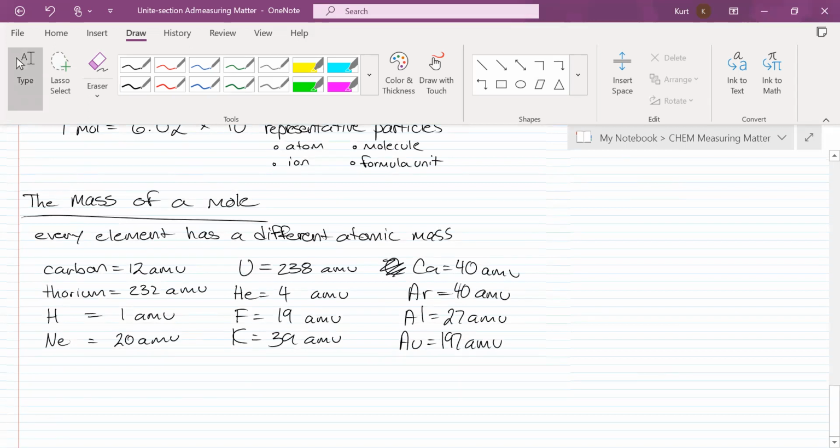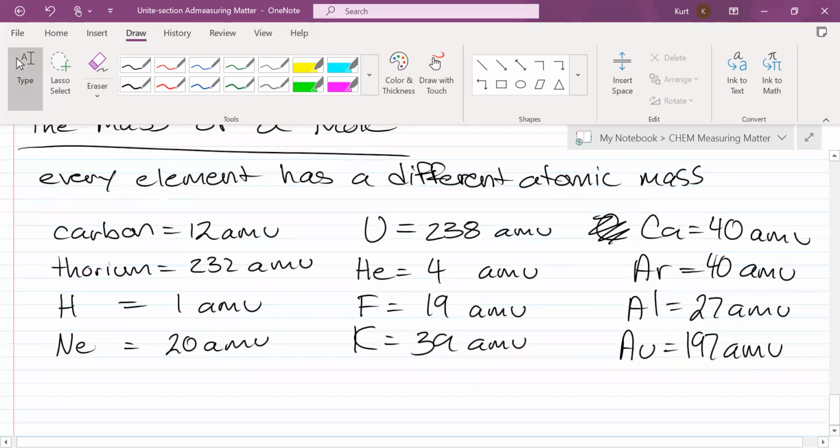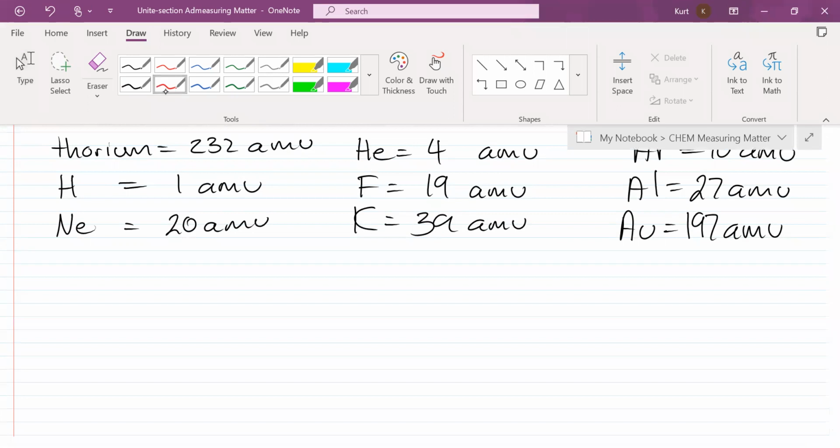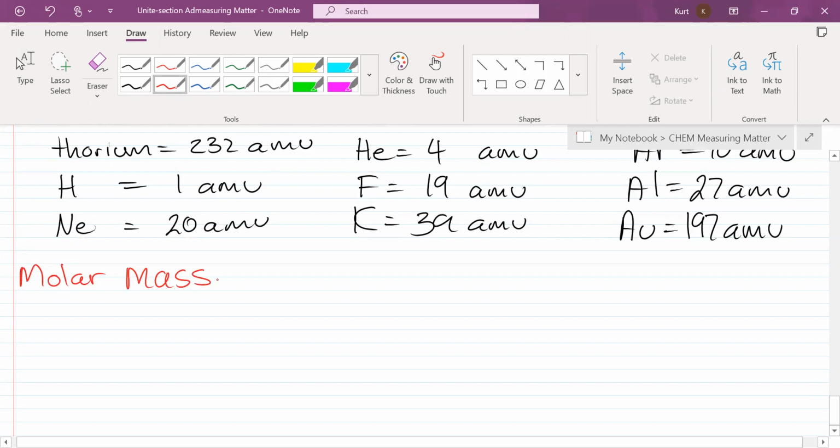You're looking at the mass number, not the atomic number. So those are all the atomic masses, and you're going to need to be able to identify those in order to do our next step, which is going to be a big one. It is called molar mass. This is a vocab term. Molar mass is measured in grams per mole.